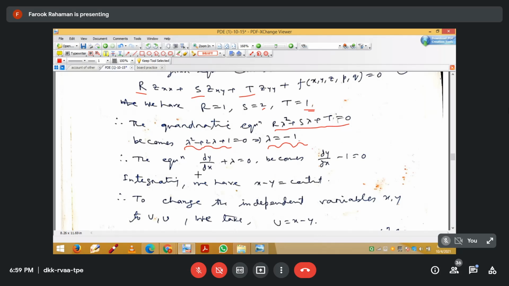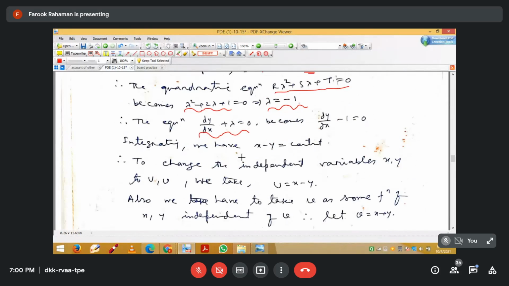So from our method to find the transform form, the solution of this equation is given by this. We can easily solve it: x minus y equal to constant. So the transform function is u equal to x minus y.